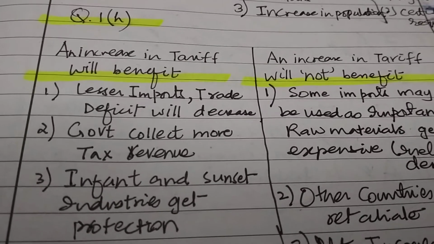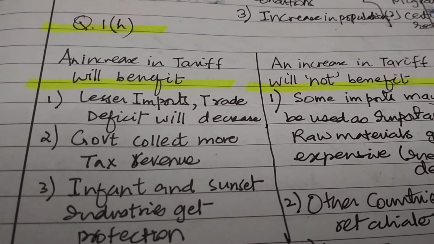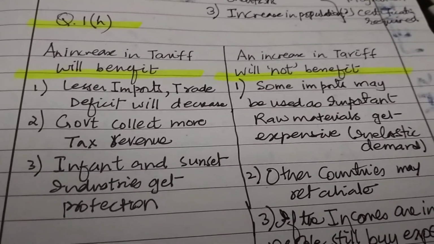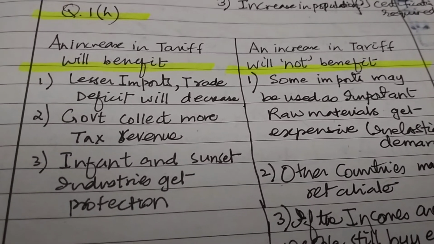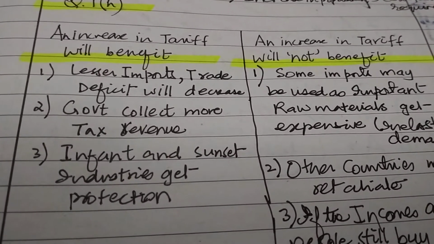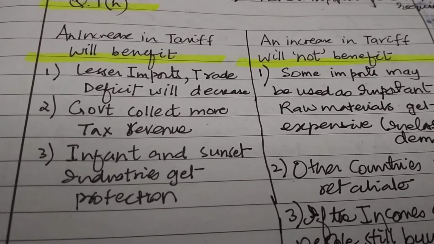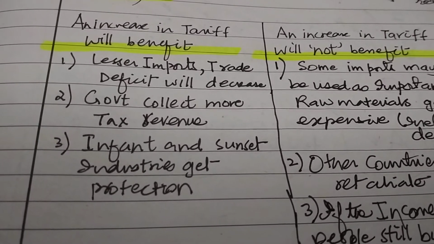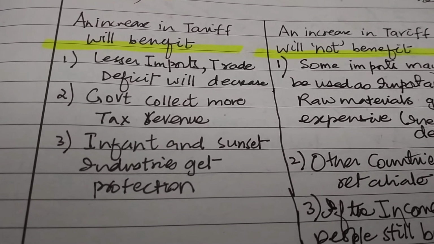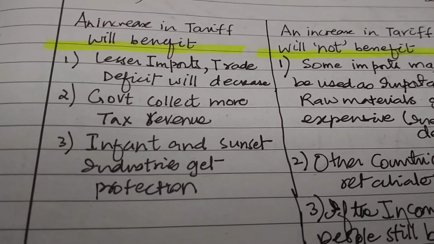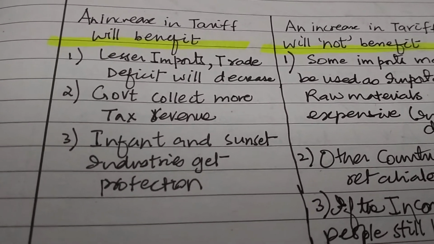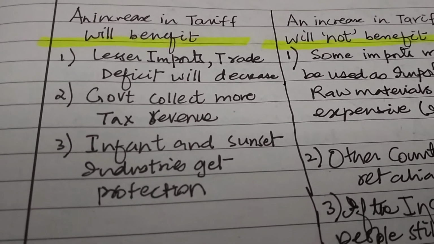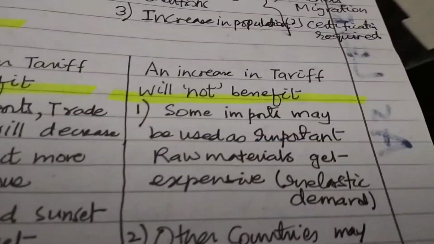It means that if you increase the tariff, the imports will become expensive, and that way imports will be discouraged. Pakistan has been in a deficit, so that deficit will reduce. Government collects more tax revenue, as we have discussed already, through tariffs, and infant and sunset industries get protection. If the tariffs are high, these newly established industries, or the industries which are performing badly, still they will have a chance to survive.